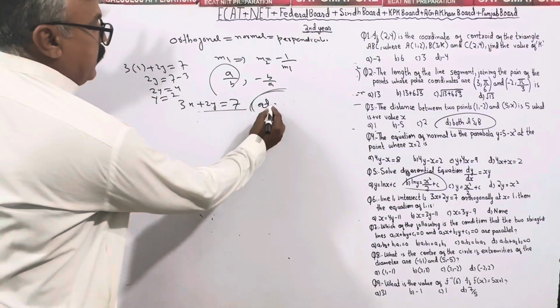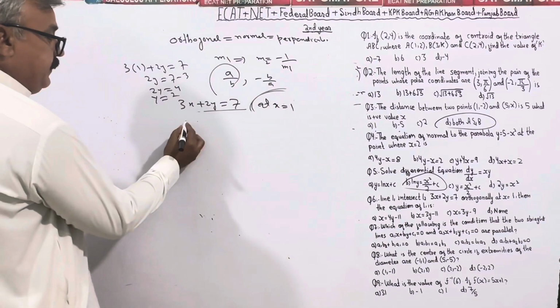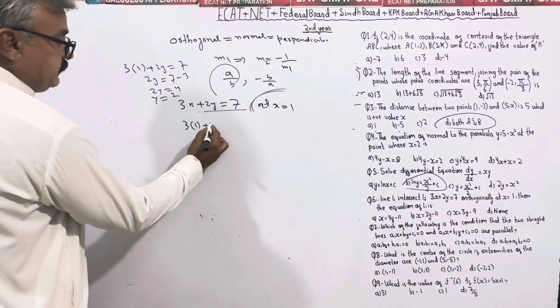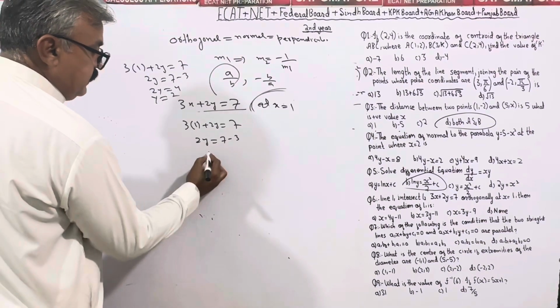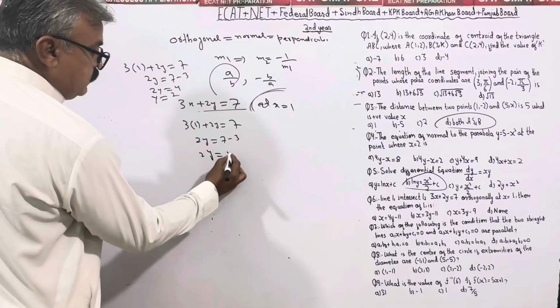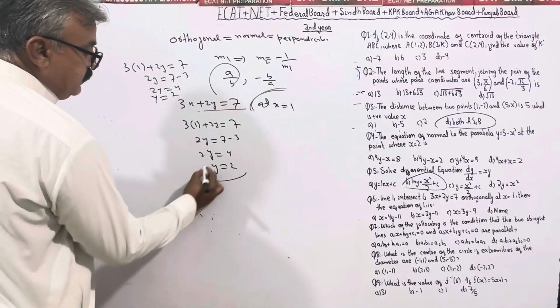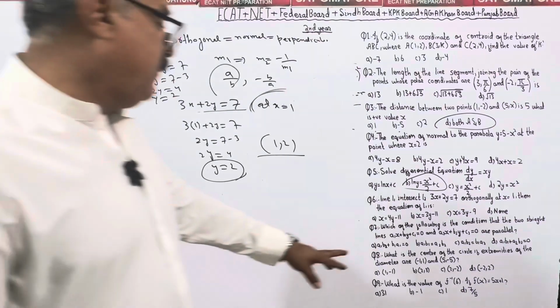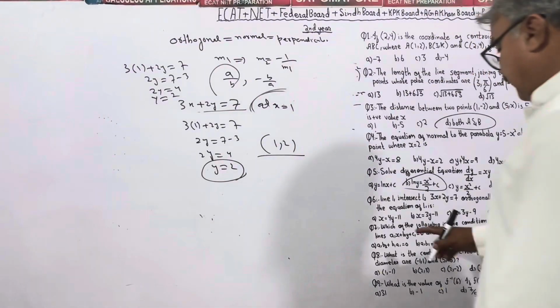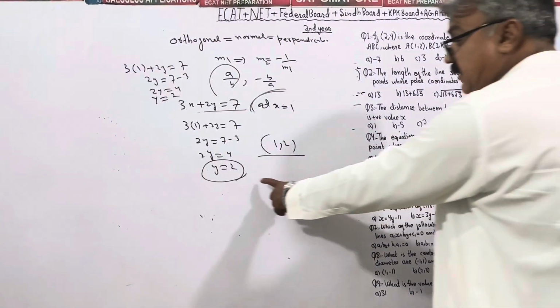Okay, we have a given x equal to 1, put it here to get y. 2y is equal to 7 minus 3, so 2y is equal to 4. y is equal to 2 in that case. So we have the point (1, 2). One can verify by putting values in the equation to get the right option.